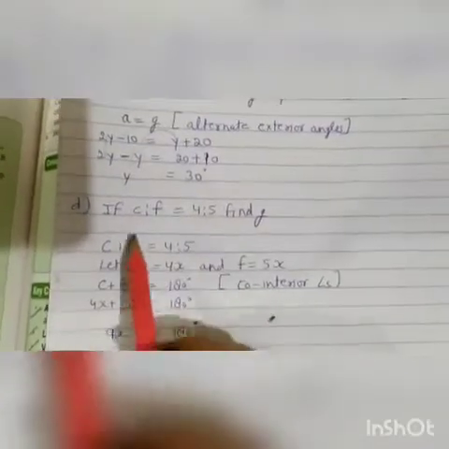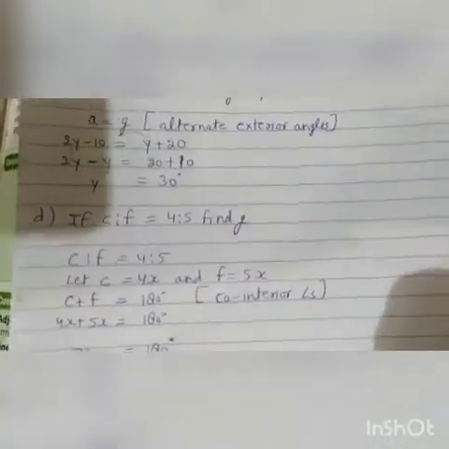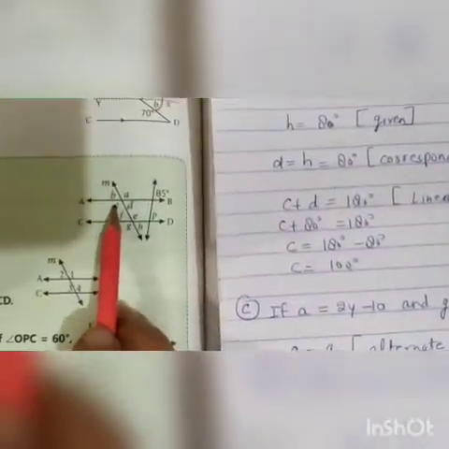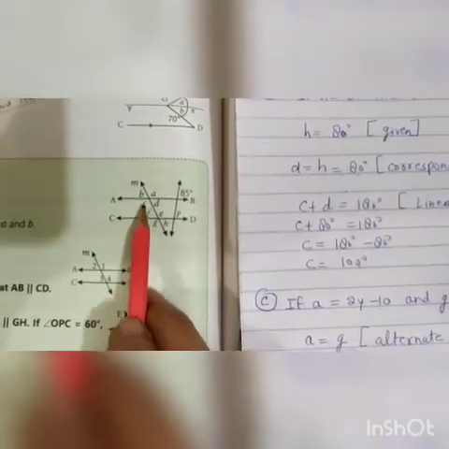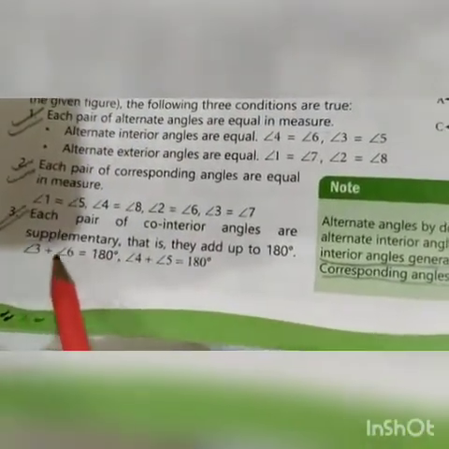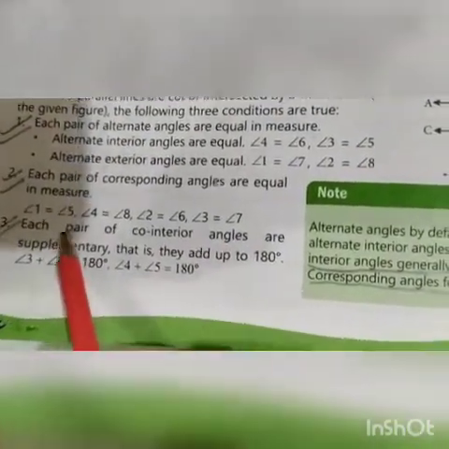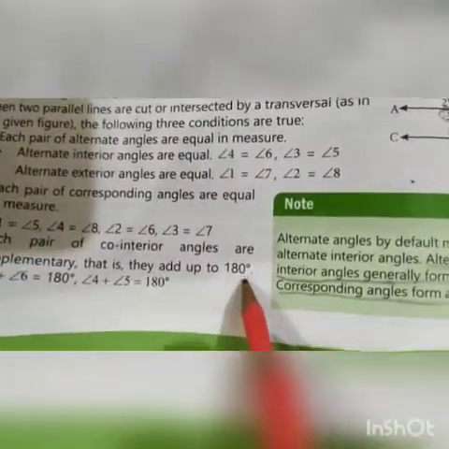In D part, if C ratio F is 4:5, then find G. C and F are given. Which is C and which is F? This is C and this is F. What type of angles are these? They are co-interior angles. C means angle 3 and F means angle 6. Angle 3 plus angle 6 is equal to 180 degrees. Each pair of co-interior angles is supplementary, that is, they add up to 180 degrees.